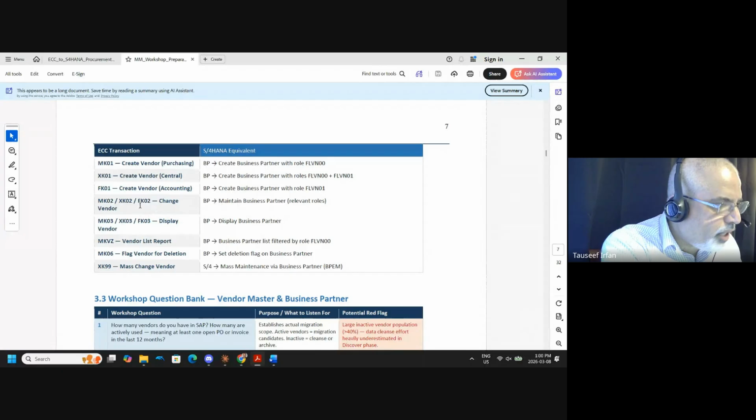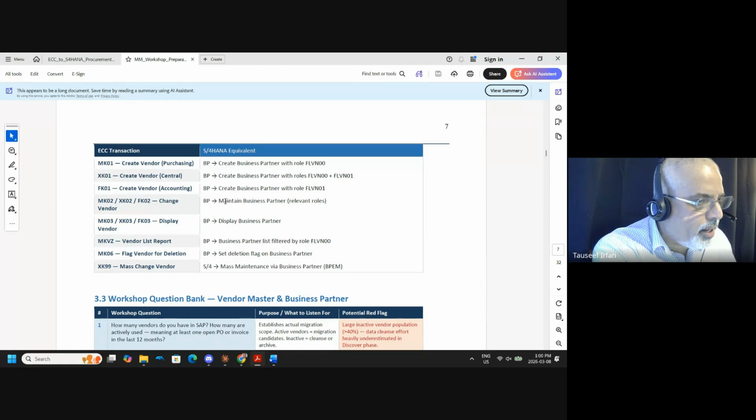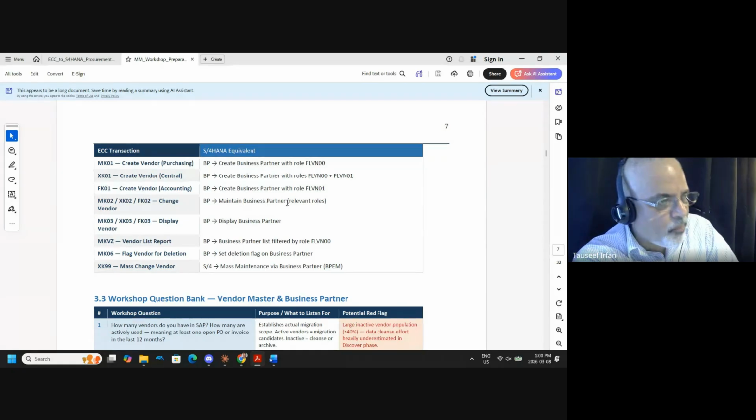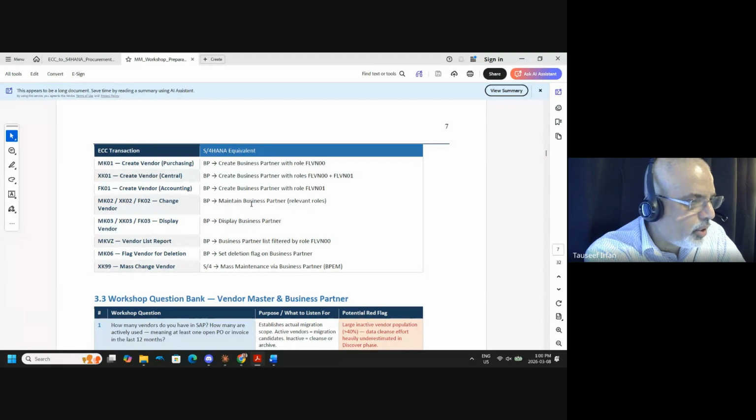Okay, so now change here. You used to go to MK02, SK02, FK02. Here you just have to go to BP, exactly the same, and then click on change, and you can select the role and change. Only one T code, BP. You see here. Okay. We'll learn more about that in the system.